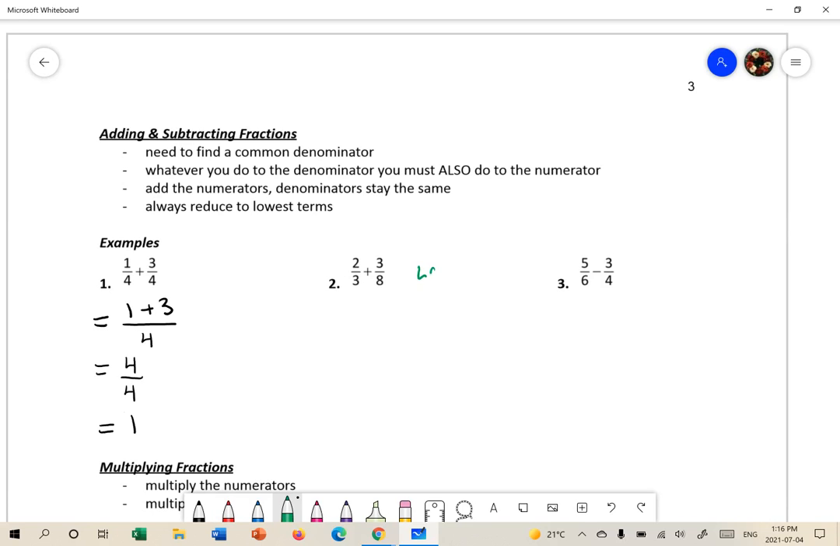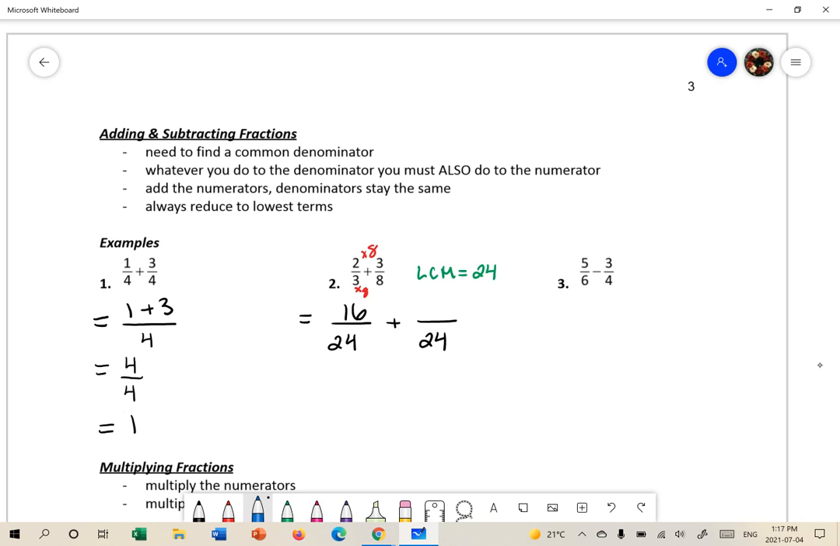The lowest common multiple between 3 and 8 is 24. My new denominators are both going to be 24. So what did I do to 3 to get 24? I multiplied 3 by 8. So that means I'm also going to multiply my numerator by 8. So that's my new numerator.